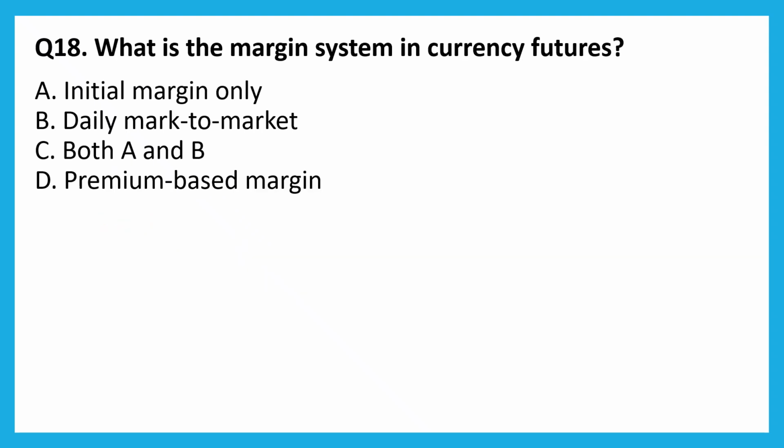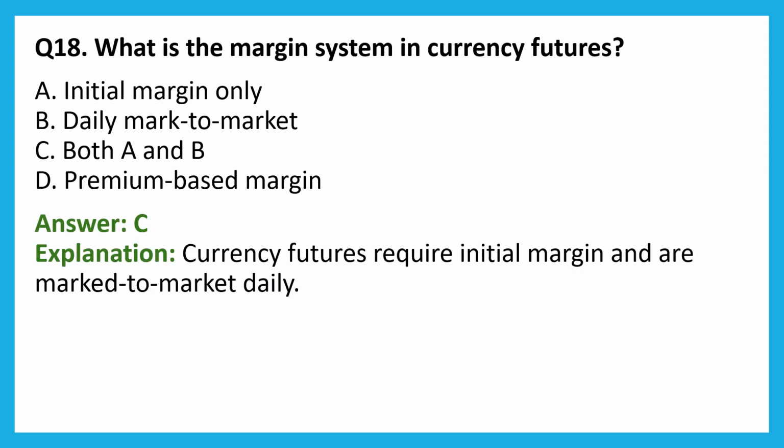Next question. What is the margin system in currency futures? Option A, initial margin only; option B, daily mark to market; option C, both A and B; and option D, premium based margin. Correct answer is option C, both A and B. Currency futures require both initial margin and are marked to market daily.